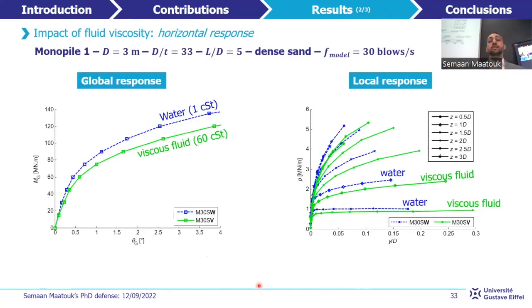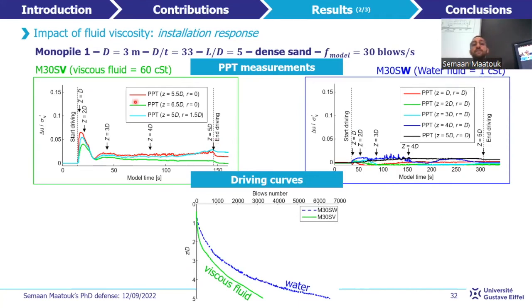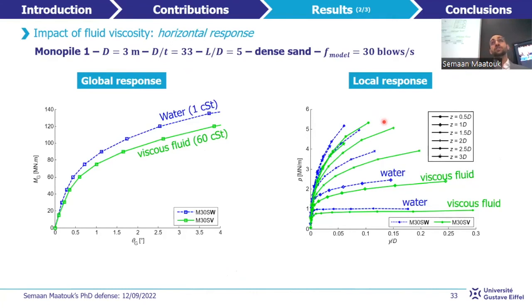The global and local response of the monopile is explored for both tests. It appears that the horizontal performance of the monopile is lower for a higher viscosity fluid. This may be due to the higher pressure profiles obtained during the installation of the monopile in viscous fluid than in the case of water fluid, which leads to a higher reduction of the horizontal stresses generated along the shaft of the monopile during its installation into viscous fluid.